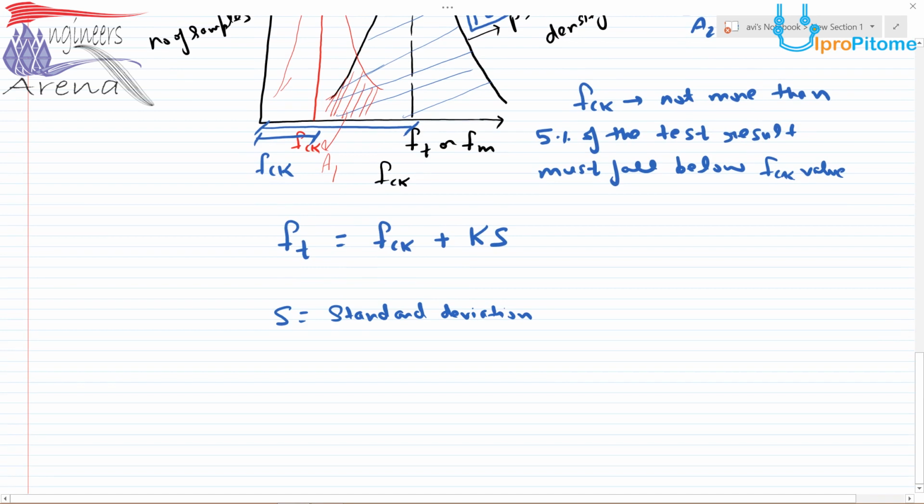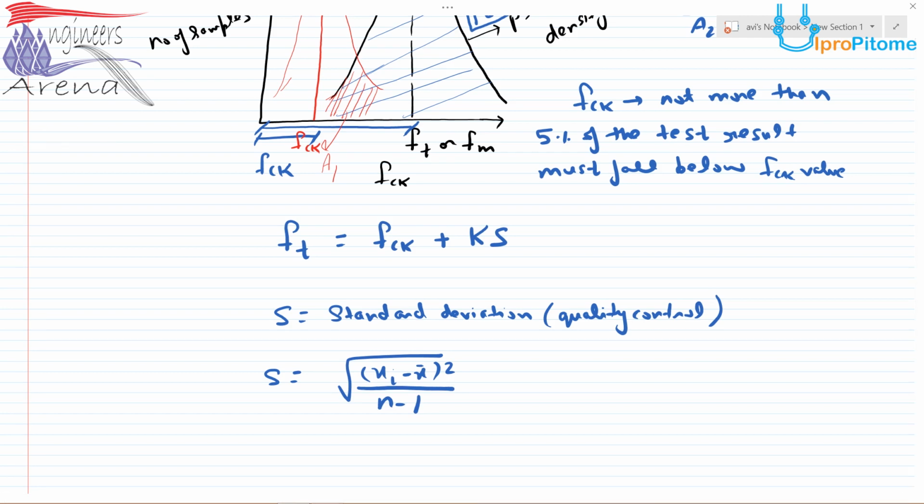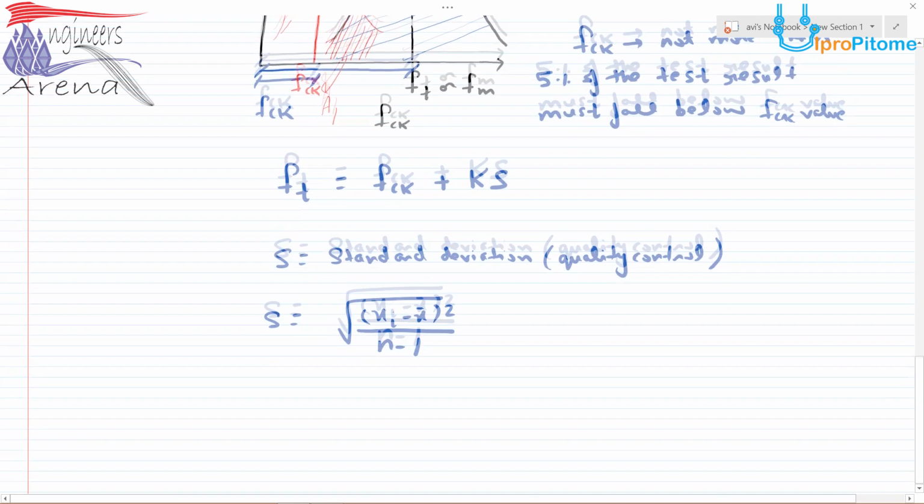From here you must know standard deviation, and S basically depends upon quality control. Quality control, how much you are deviating from the mean value, that depends on the quality control. That is, S is equal to the square root of the sum of (xi minus x bar) whole square over n minus 1, where n is the number of samples.